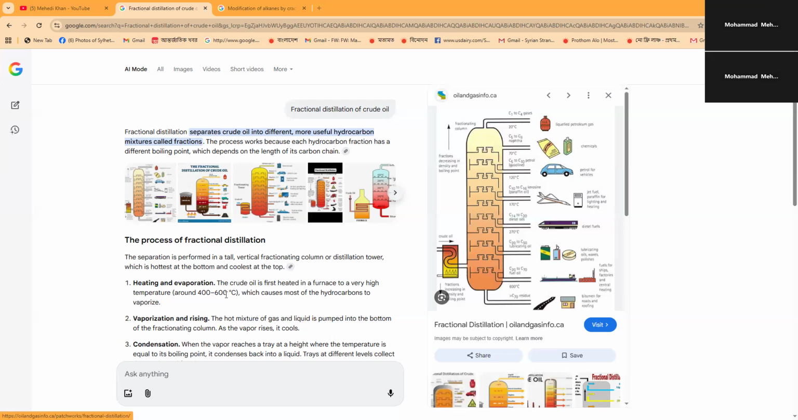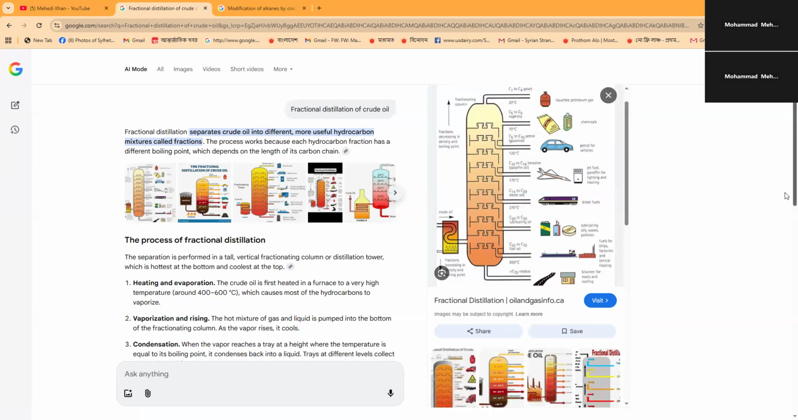You can see the crude oil is first heated in a furnace to a very high temperature, like 400 to 600 centigrade, which causes most of the hydrocarbons to vaporize. The hot mixture of gas and liquid is pumped into the bottom of the fractioning column. As the vapor rises, it cools. So here is low temperature, and here in the red part, they have high temperature.